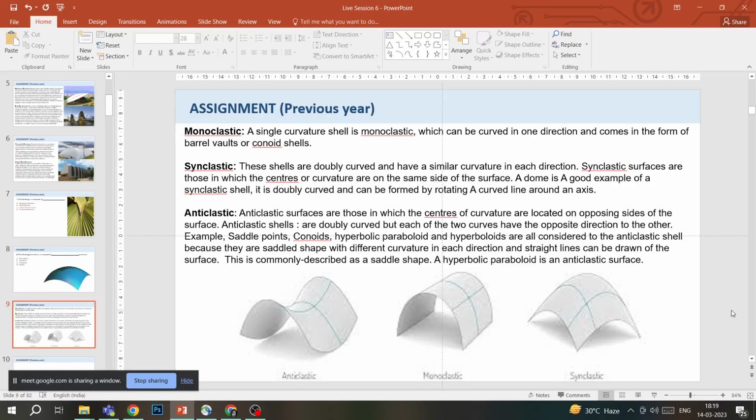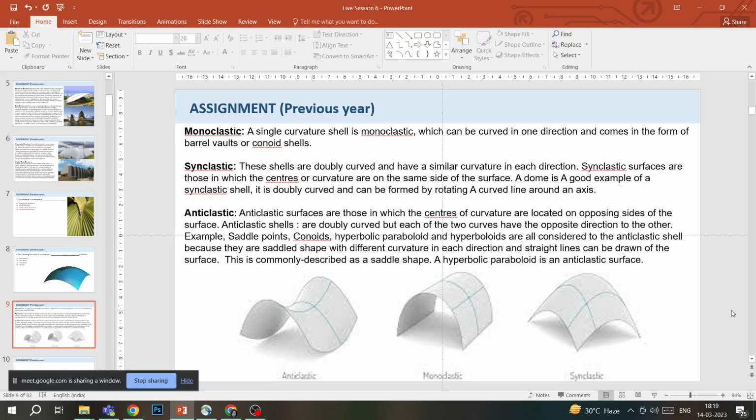So the example of a monoclastic structure would be a barrel vault, because it's one curve, a semicircle, which is going in one direction of one axis, which creates a semi-cylindrical form. So that is monoclastic. It is just one curve and it goes around one axis. Synclastic. These shells are doubly curved and have a similar curvature in each direction.